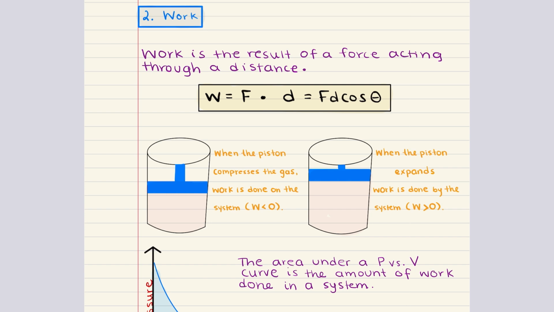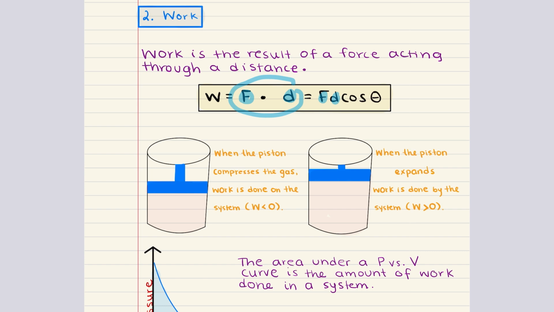This relationship is mathematically expressed as the dot product between the force vector and the displacement vector, and it expands into F d cosine theta, where F is the magnitude of the force applied, d is the displacement of the object, and theta is the angle between the force and the direction of displacement.